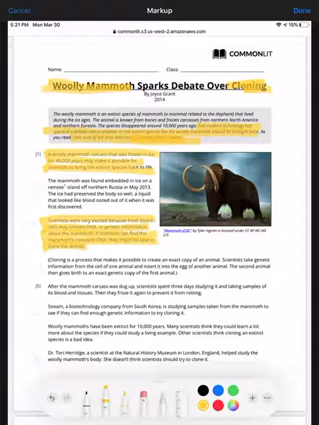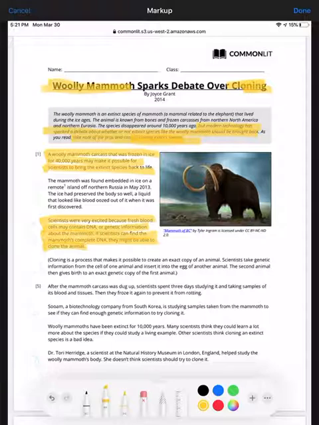Cloning is a process that makes it possible to create an exact copy of an animal. Scientists take genetic information from the cell of one animal and insert it into the egg of another animal. The second animal then gives birth to an exact genetic copy of the first animal. After the mammoth carcass was dug up, scientists spent 3 days studying it and taking samples of its blood and tissues. Then they froze it again to prevent it from rotting. Sooam, a biotechnology company from South Korea, is studying samples taken from the mammoth to see if they can find enough genetic information to try cloning it.